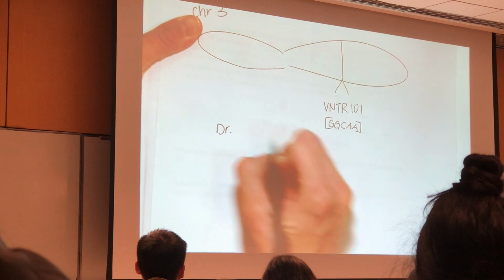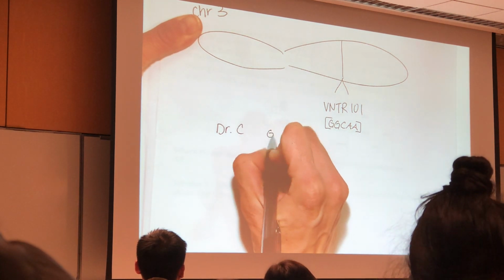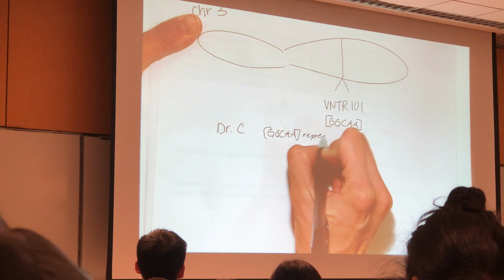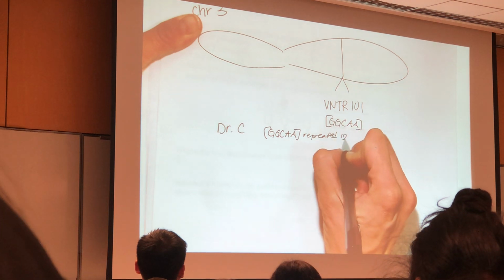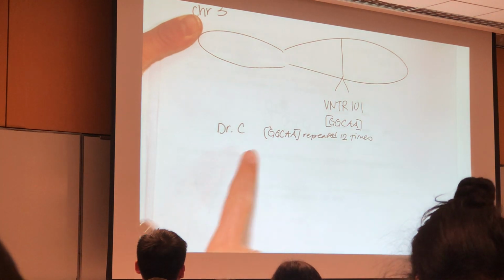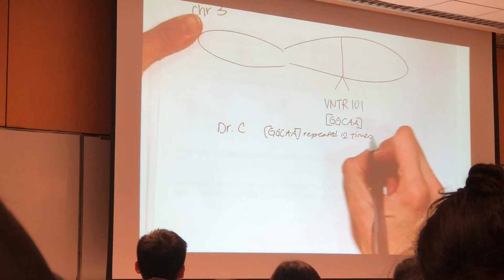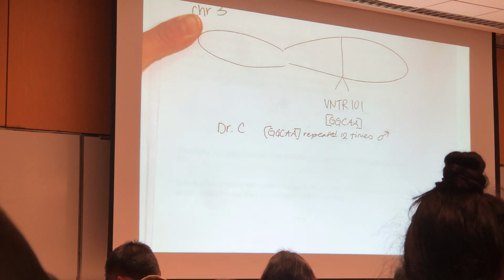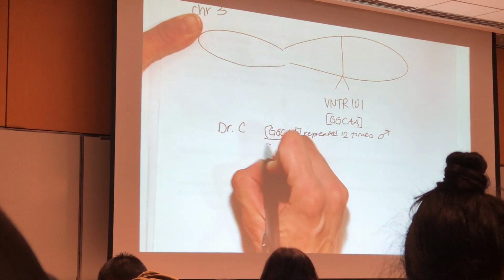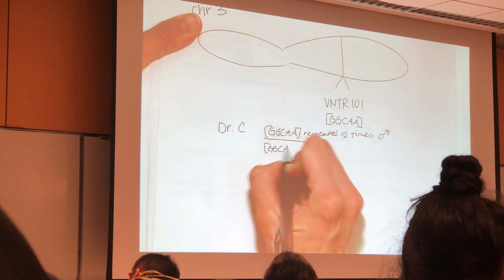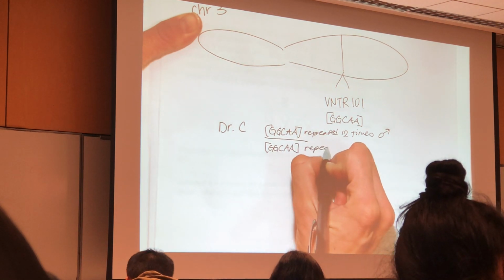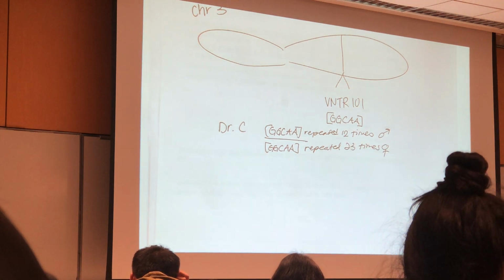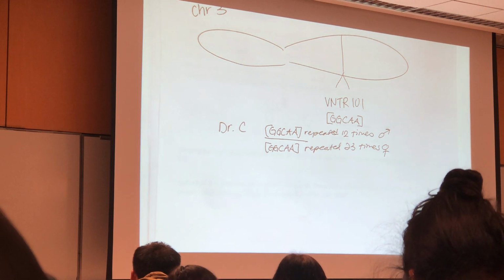On my chromosome 3, on one allele, I have GGCAA repeated 12 times in a row. Let's say that's the allele I inherited from my paternal parent. On my other homolog of chromosome 3, I have this repeat at that location, repeated 23 times. That's the allele I inherited from my mom.